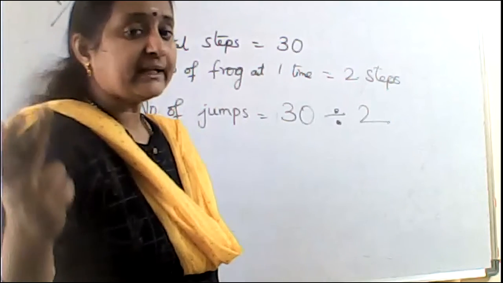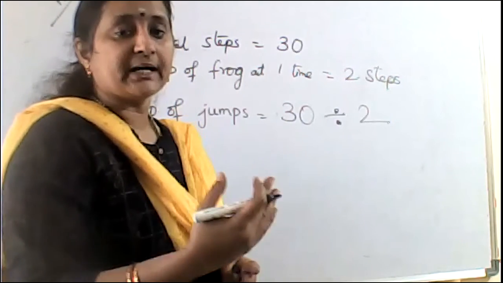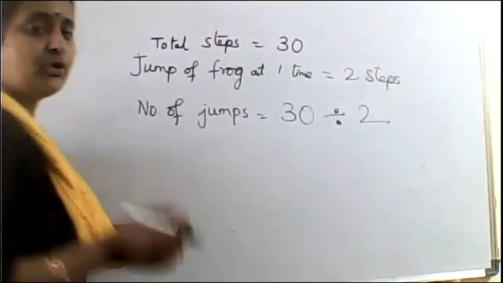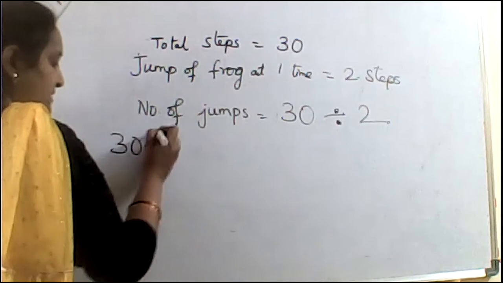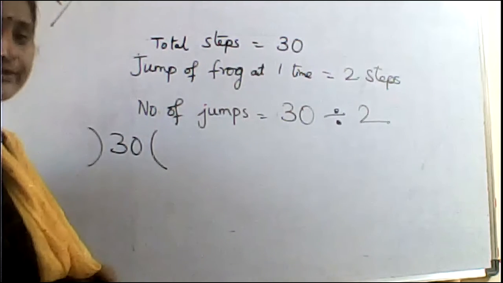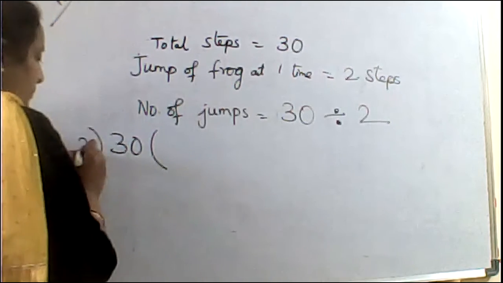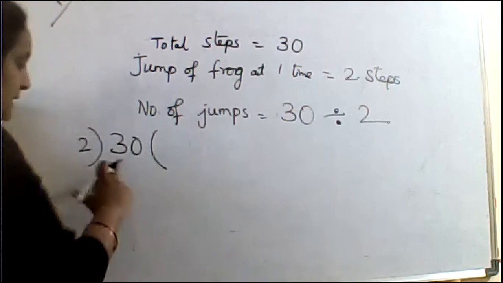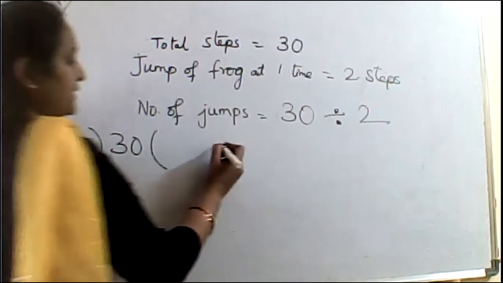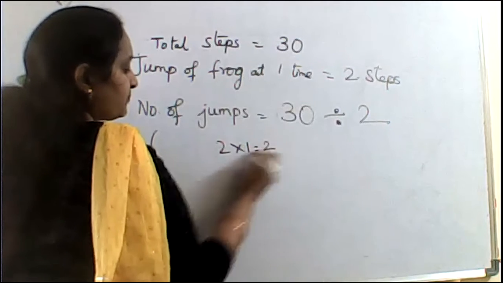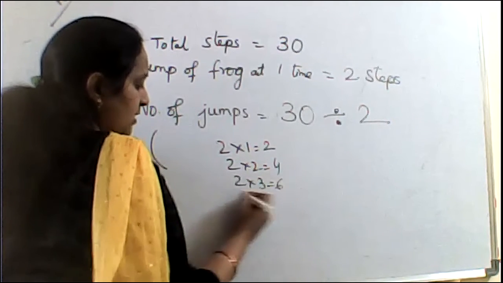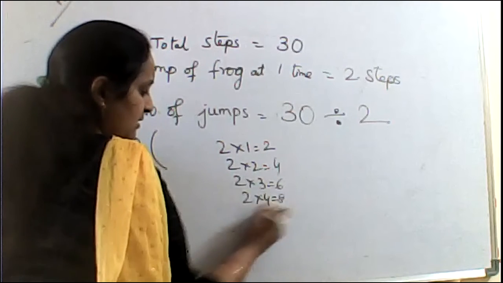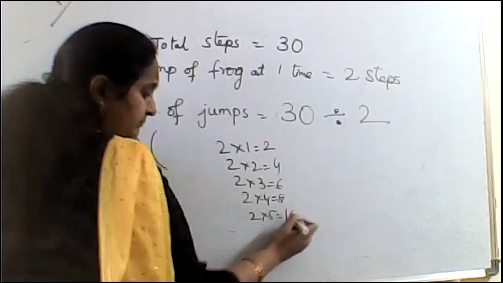So where will you find 30 in the 2 table? You know only up to 10. So 2 15s are 30. We are going to do division. Which table are we using? The 2 table. First number 3 is there. So we know that 2 1s are 2, 2 2s are 4, 2 3s are 6, 2 4s are 8, 2 5s are 10.